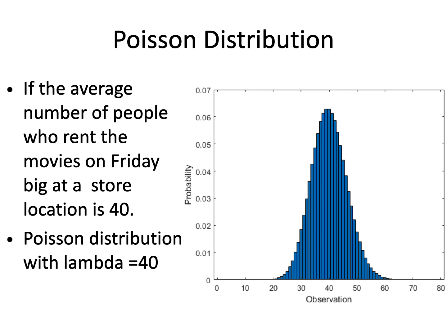Or we can see the distribution of this Poisson with observations ranging from 0 to 80. So when the average number of people who rent movies on a Friday is given as 40, here our lambda value is 40. So basically this Poisson distribution is used to estimate how likely it is that something will happen some x number of times.